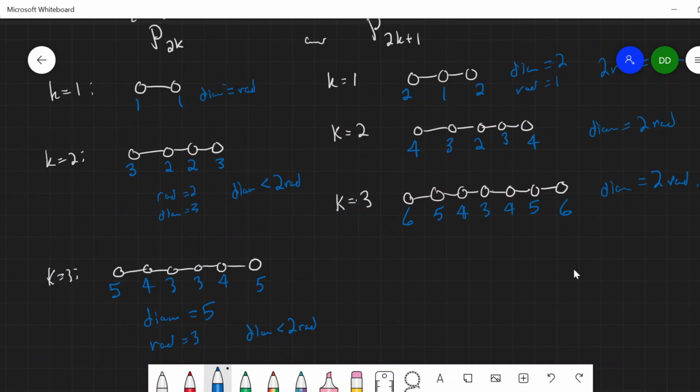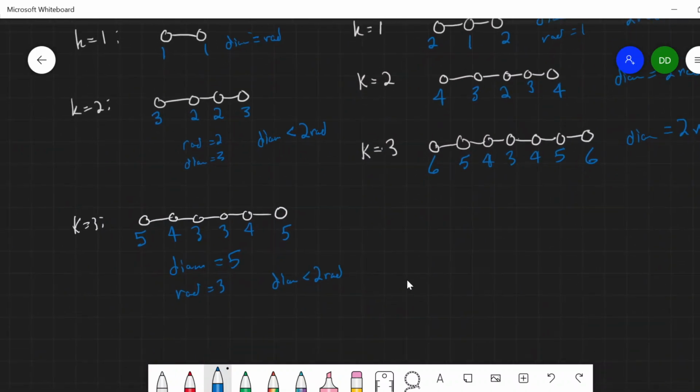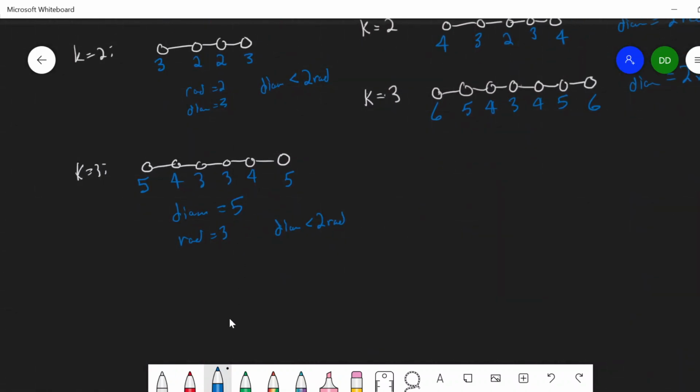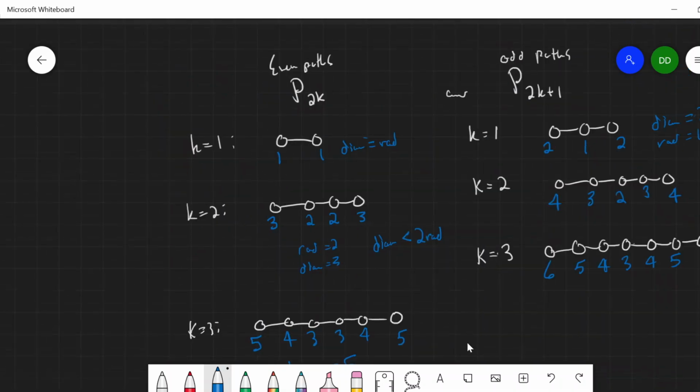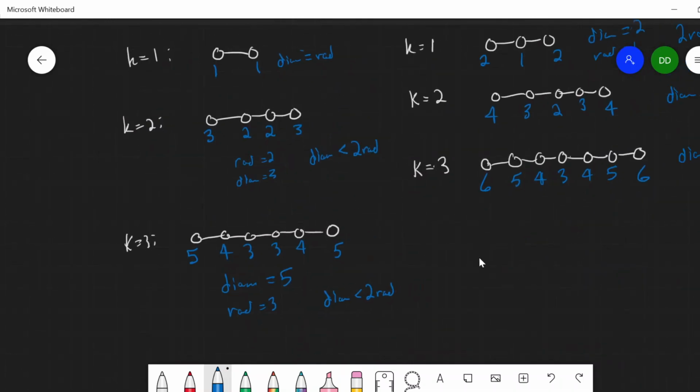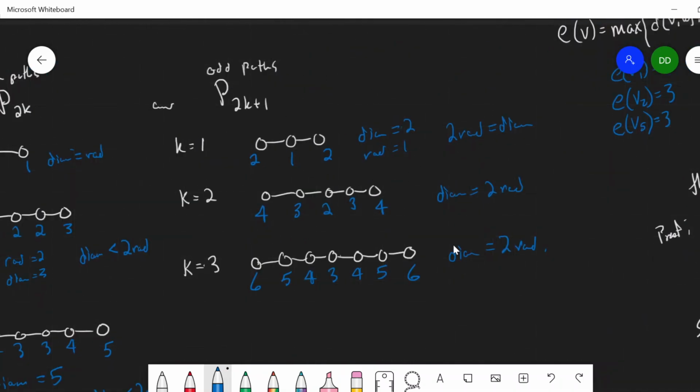So here are 2 infinite classes of graphs. And hopefully you can see this is going to continue on in general, that the diameter will always be strictly less than twice the radius for these paths of even order. And for the paths of odd order, the diameter will always be equal to twice the radius.